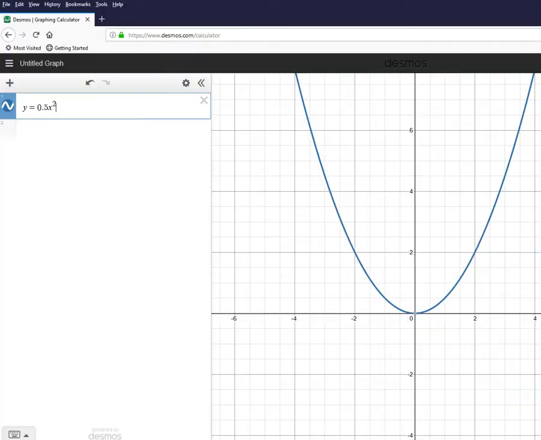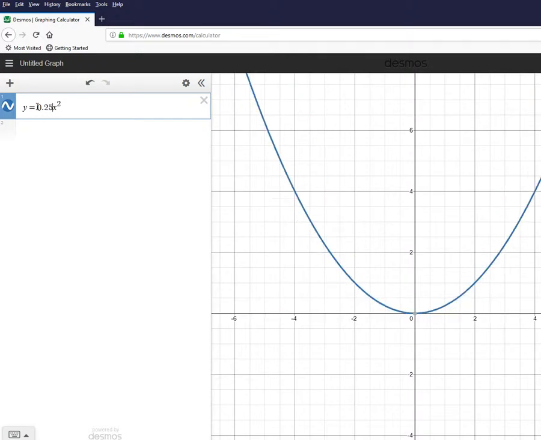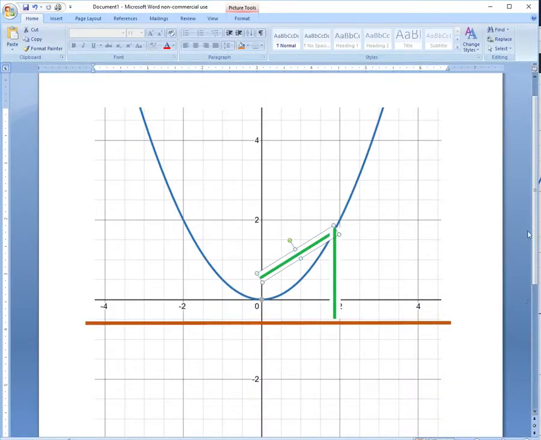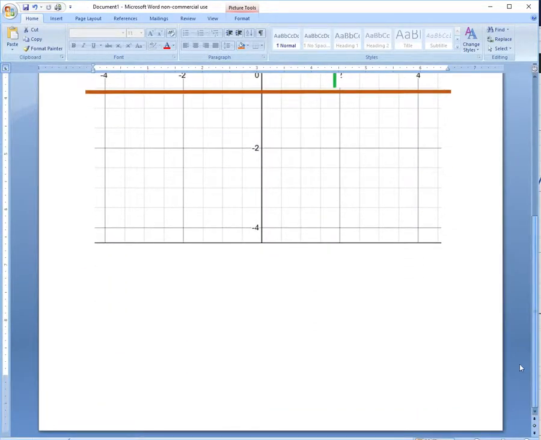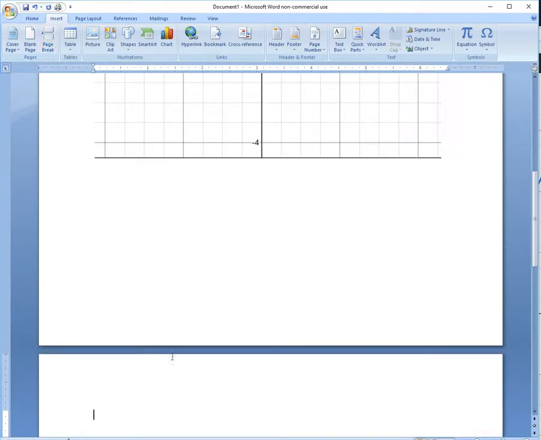So now let's go back here and type in a different one. What if we went 0.25x squared? Okay, we have a slightly different curve. And then let's screen capture that, paste it onto another page, insert page break, and then paste it here.